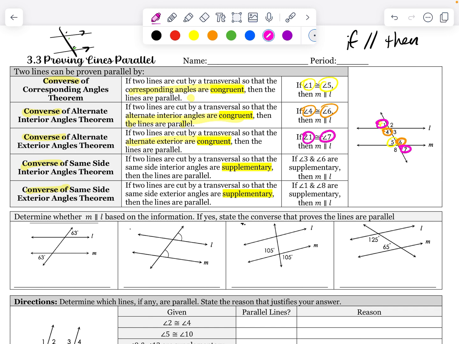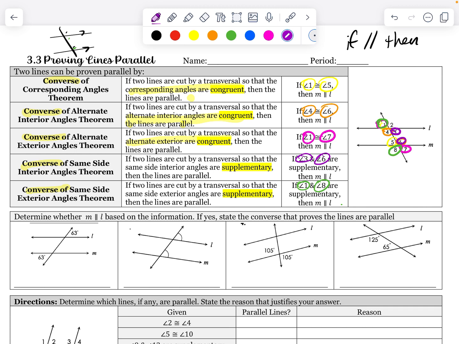Similarly, we can do the same thing if these same side angles are supplementary. So if 6 and 7 add up to 180, then they're parallel. If 1 and 8 add up to 180, then our lines are parallel. So we are just working backwards here to prove the lines parallel.